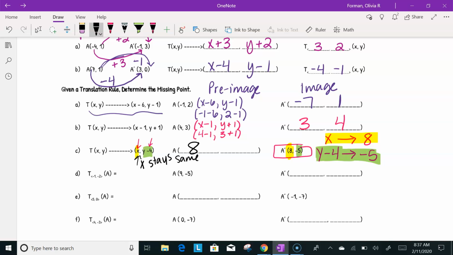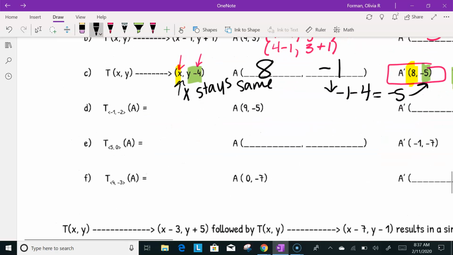What number was subtracted by 4 to get -5? If you set this up as an equation, y minus 4 equals -5, you're working backwards. What would I have had to start with that I would have subtracted 4 from to get me to -5? And I would have started with -1. Again, because if you take -1 minus 4, you're going to get that -5 that you were trying to find.